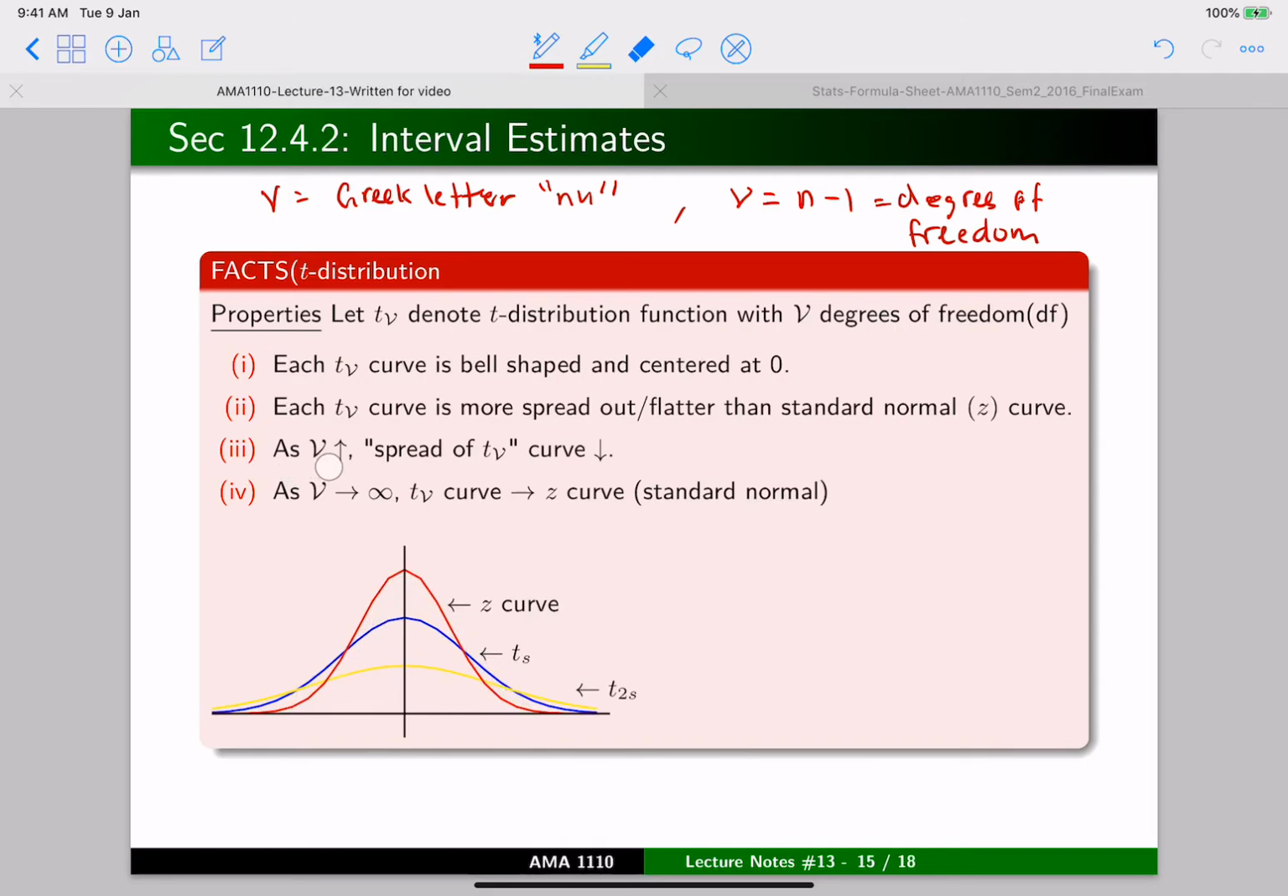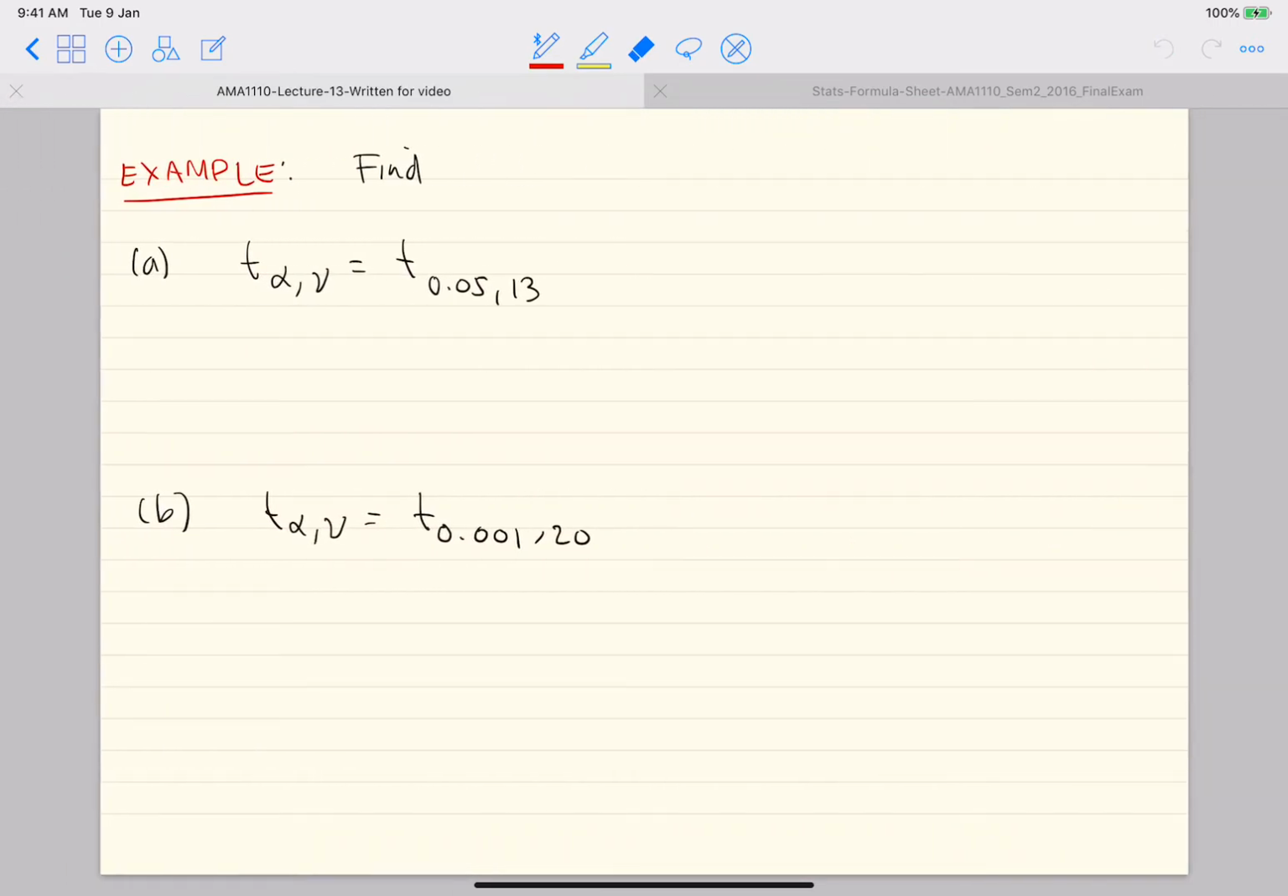As nu, the degrees of freedom or the sample size, gets larger, t nu converges to the standard normal z curve, the red one. So let's try to calculate some t alpha nu values. For example, find t 0.05, 13. In this case, alpha is 0.05 and the degrees of freedom is 13.